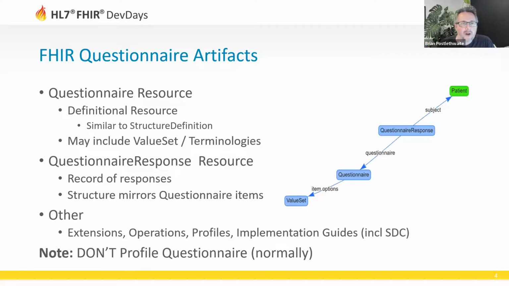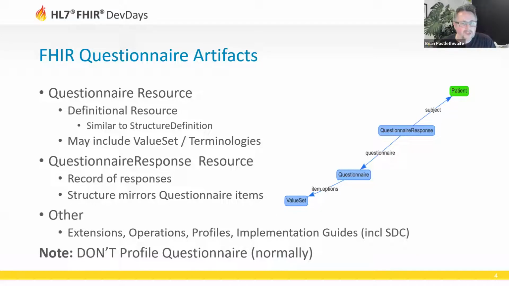From the FHIR artifacts, we've got several core resources. The actual questionnaire resource, which is the definitional resource. So it defines what this questionnaire looks like. What are the questions in it? What are the rules that are applying to it? It's similar to what a structure definition is to other resources, where we can apply structure definitions on resources to add validation rules. Similarly, that's what we get in the questionnaire. They might include value sets and terminologies as well.